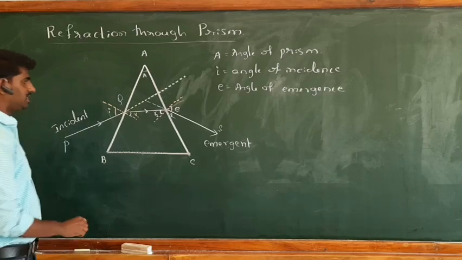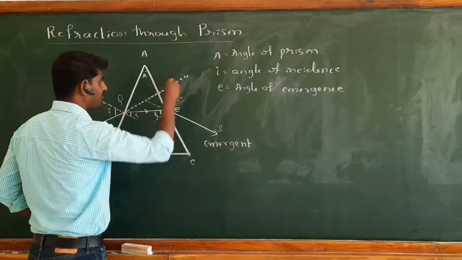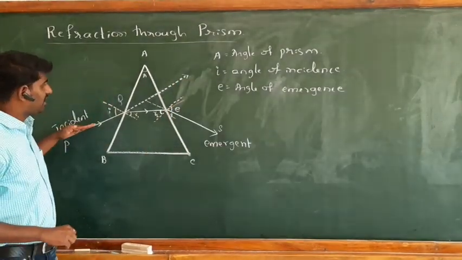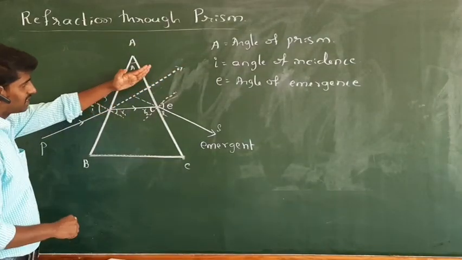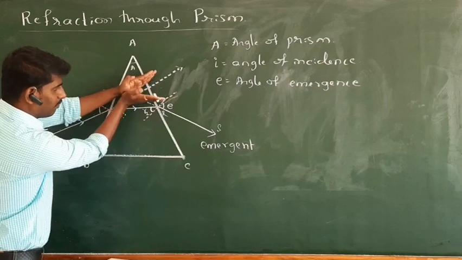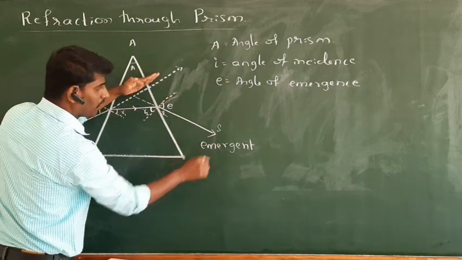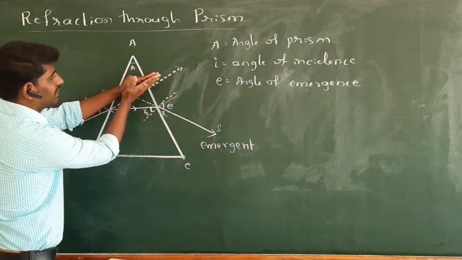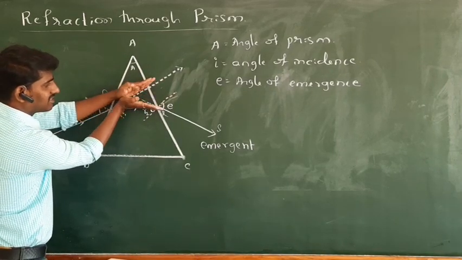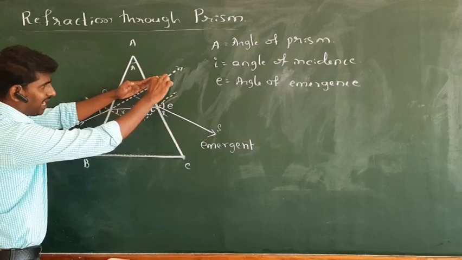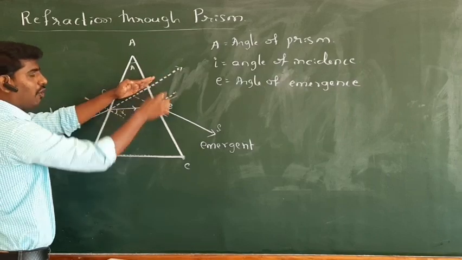Okay, so if there is no refraction by the prism, the light has to be in this direction. But because of the refraction, instead of this direction, it is moving in this direction. I say this is deviated. The ray of light is deviated from this direction to this direction. So from here to here, the light is deviated. How much is it deviated?